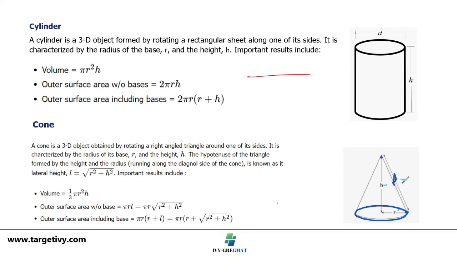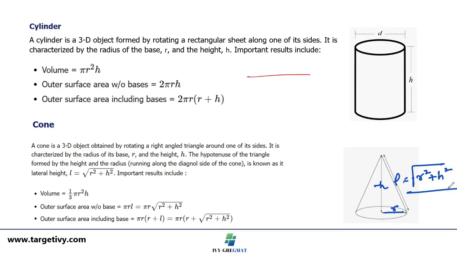This length is actually root over r square plus h square, because we are getting a kind of a triangle here, because it forms a circle in the bottom. There is an r here, there is a height here, so this slant height L is root over r square plus h square. Simple.